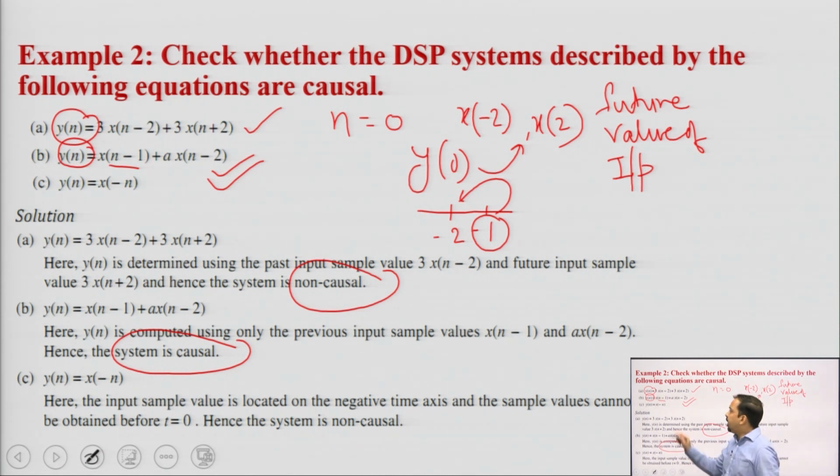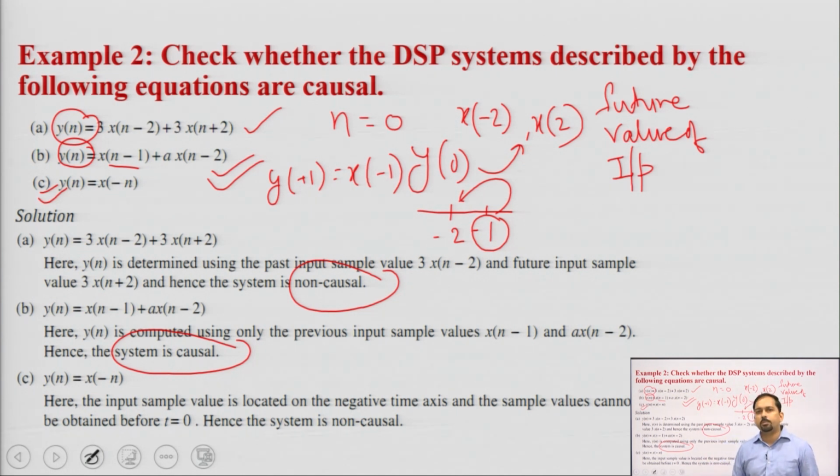Next, y[n] equals x[minus n], which is a quite important or interesting case. Let us put y[1]. Naturally it is x[minus 1]. So, by seeing this particular expression, the present output is depending upon the past value of input.